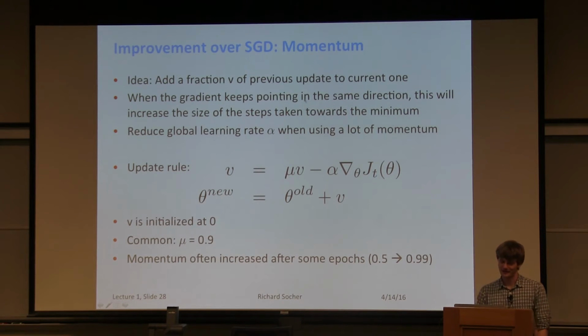So basically, when your gradient keeps pointing in the same direction from one mini batch to the next, or from one window to the next, this will essentially increase the size of the steps taken towards the minimum. And another way you can look at it is that, because you keep adding something to your updates, you also want to reduce your global learning rate that we have in general.